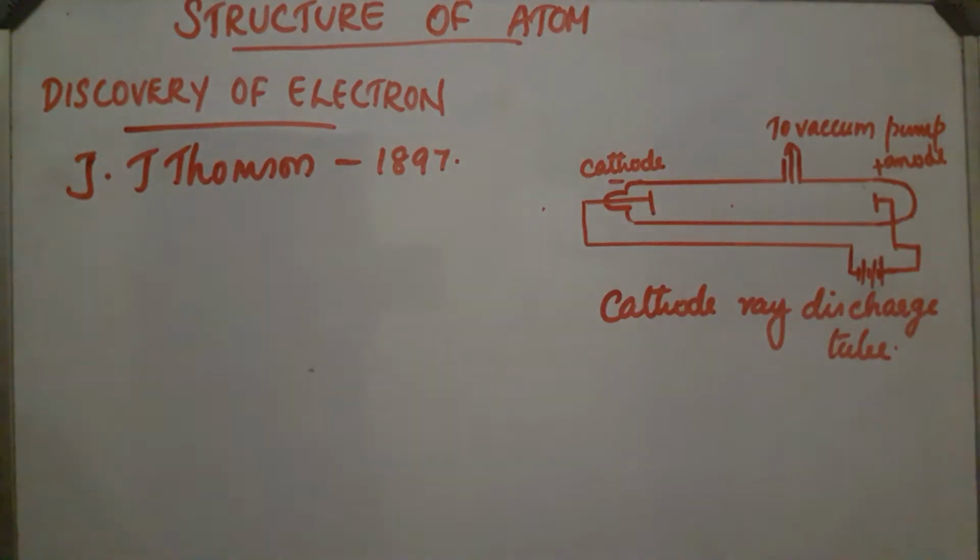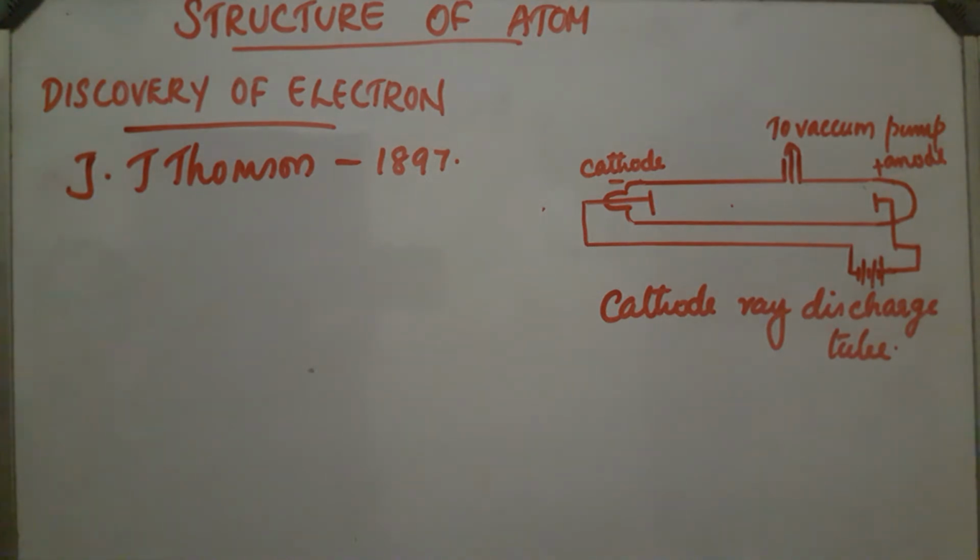Structure of atom. In earlier times, scientists believed that the atom is indivisible. But later, many scientists observed through different experiments that the atom is divided into subatomic particles called electrons, protons, and neutrons. The arrangement of these subatomic particles in an atom is called the structure of atom.